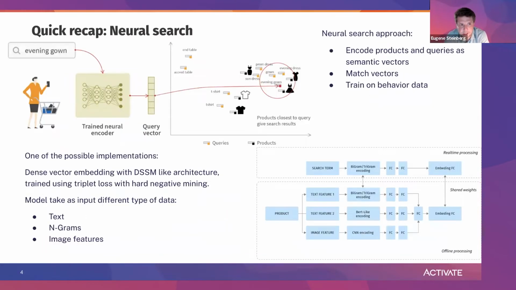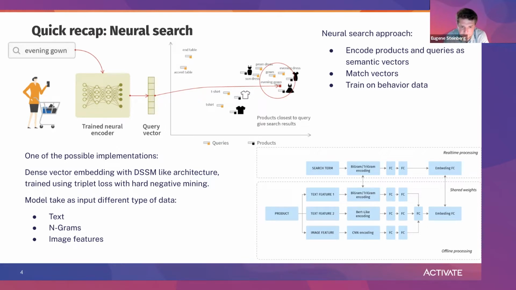As a quick recap of the main ideas of neural search, the idea is to encode products and queries as semantic vectors, which represent the similarities between the products and the similarities between the queries, and then to match vectors with each other, and this way retrieve the relevant products for a given query. The whole system is trained on behavioral data to achieve this semantic encoding of a vector. So the majority of complexity lies in this query and product encoder piece.